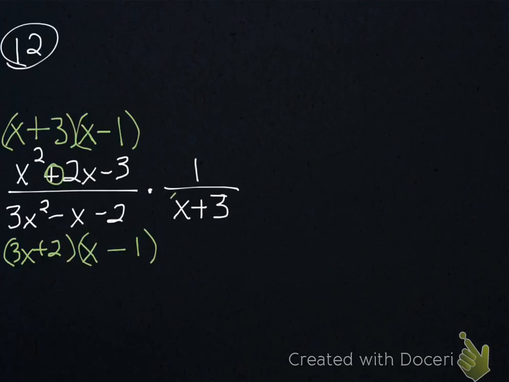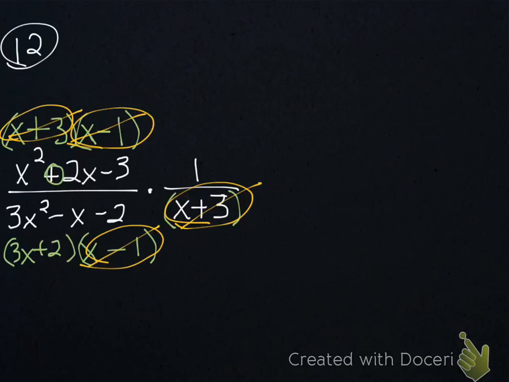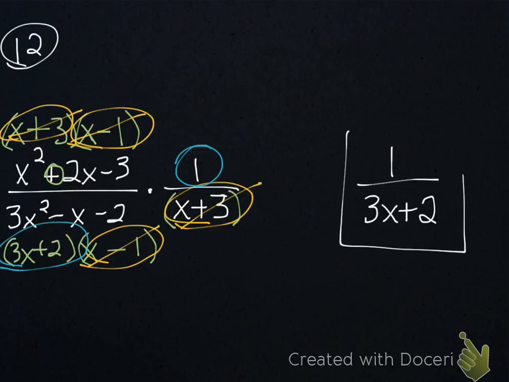Okay, second fraction. The numerator's 1, so it's easy. The denominator is already in simplest form, so we can't factor it anymore. So what's going to cancel? X plus 3 and x plus 3 cancel. X minus 1 and x minus 1. So what's left? I have a 1 on top and a 3x plus 2 in the denominator. So it's 1 over 3x plus 2.